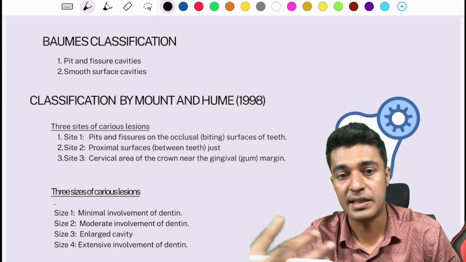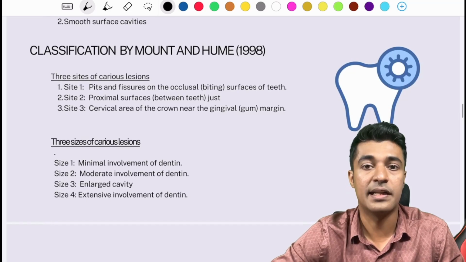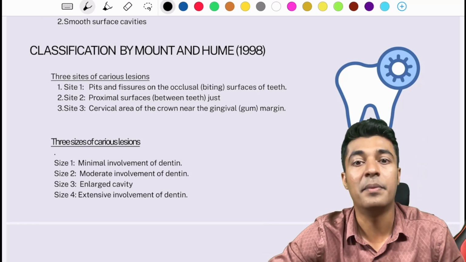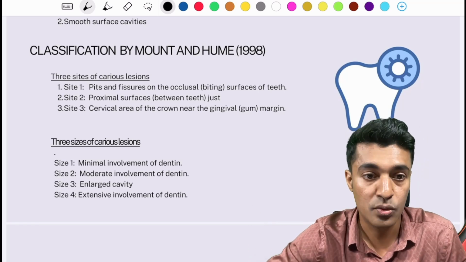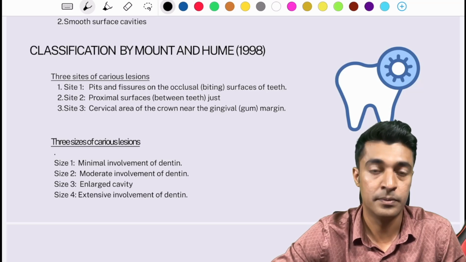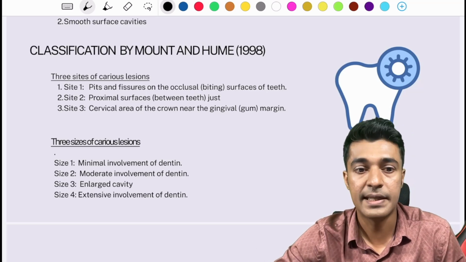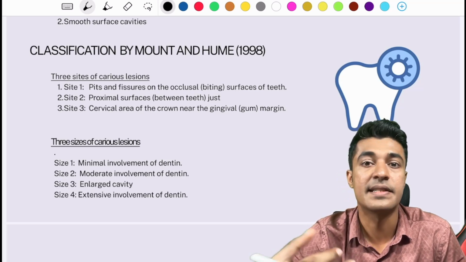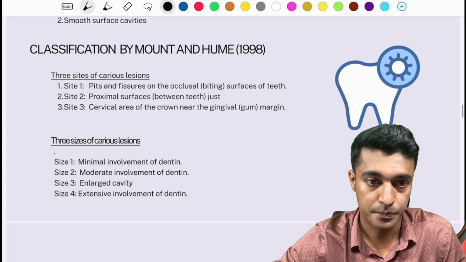So based on the size of the caries lesion, it is again classified into size 1, 2, 3, 4. Size 1 is minimal involvement of dentin. Size 2 is moderate involvement of dentin. Size 3 is enlarged cavity. And size 4 is extensive involvement of dentin.